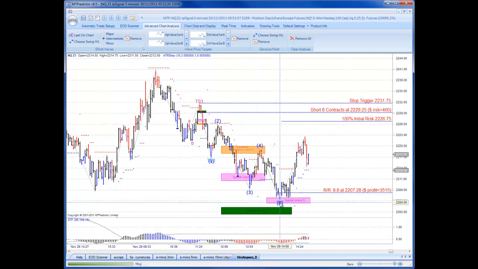And the end result, as I've already said, was a massive plus 8.8R return for the day. So a very, very good trade there with a massive profit for a very small initial risk. This is why I call it my Holy Grail trade setup, because I believe this is one of the best trade setups you can find, because it gives you the largest profit potential for the smallest initial risk.